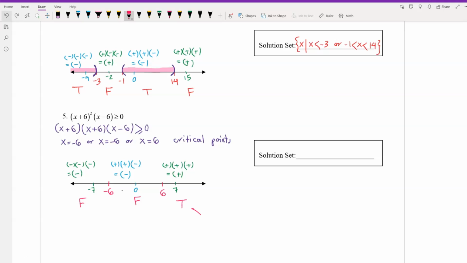So based on that, our solution set is x such that x is greater than or equal to 6. So it's greater than or equal to 6. Here we have a bracket, and that is because here we have equal to.